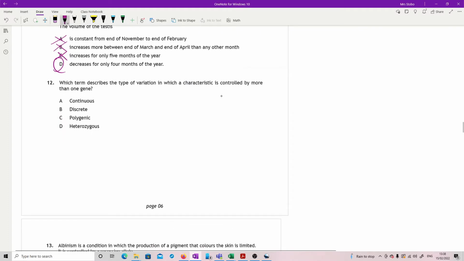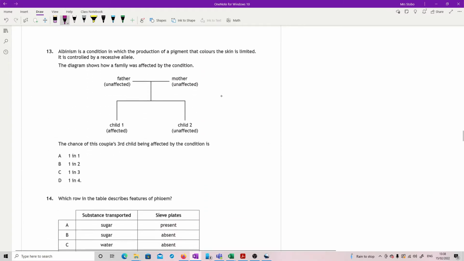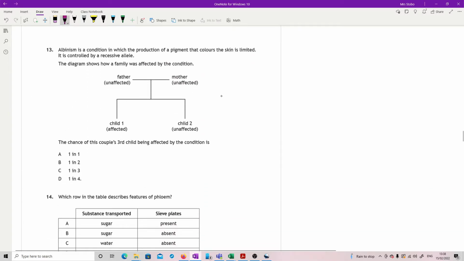Question 12. Which term describes the type of variation in which a characteristic is controlled by more than one gene? Straight gotta know, it is polygenic. Okay, what that means is that it will show up as a continuous variation, but we're just looking for the term for the genes. Okay. Question 13.